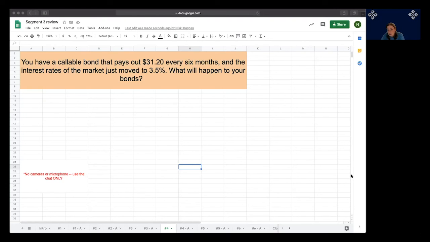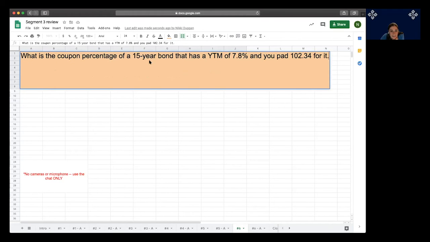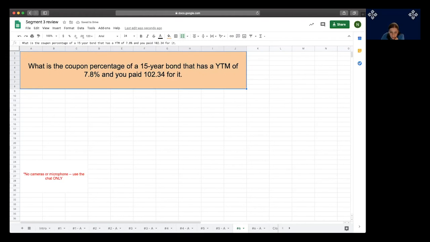Okay, so I'm going to start going over this to make sure we get in the last one and have a little bit of time at the end. This question is asking what will happen to your bonds compared to the market. You have your market rate at 3.5%, and your bond that you paid 102.34 for. Again, take a few minutes and put your answers in the chat as soon as you're done solving for it.